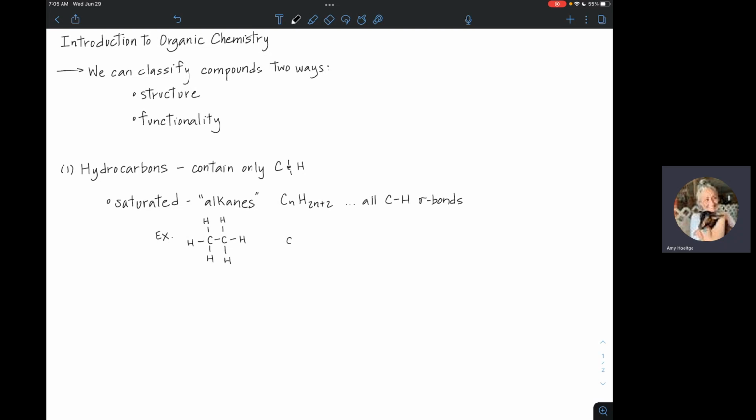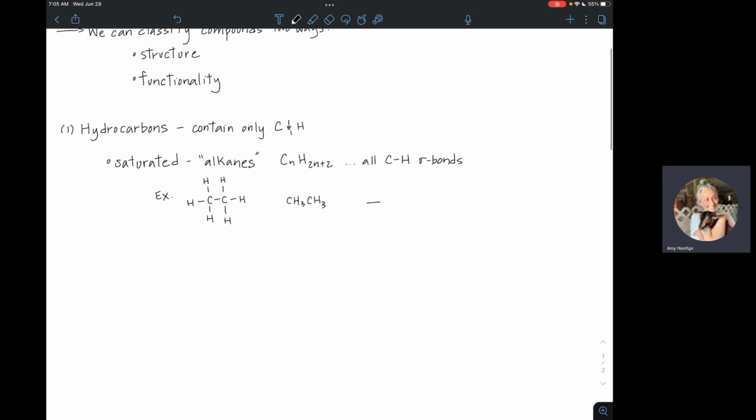You can also write this like this. So we have the expanded structure, we have the condensed structure, and then, this is probably a bad example, but I can show you a line bond structure. That's it. So in the line bond structure, each end of a line is a carbon, and then we imagine that the hydrogens are there to complete the octet. So that's it for ethane.